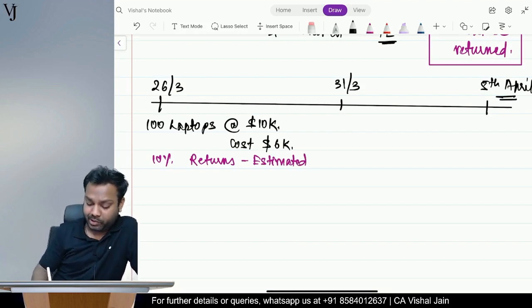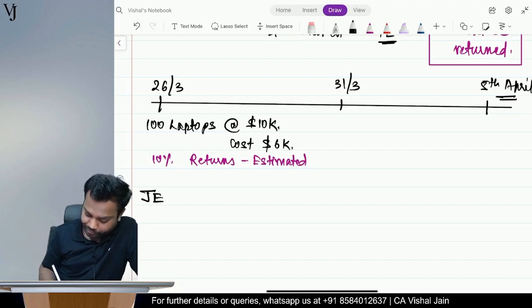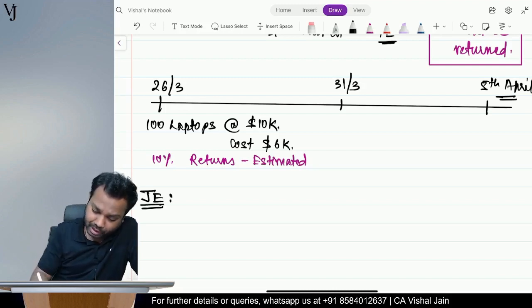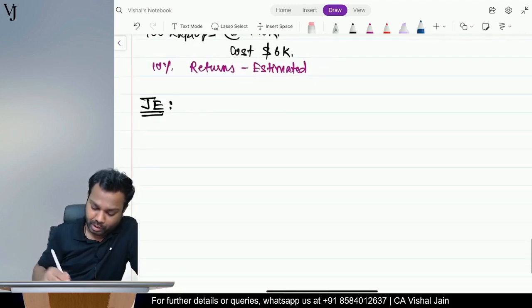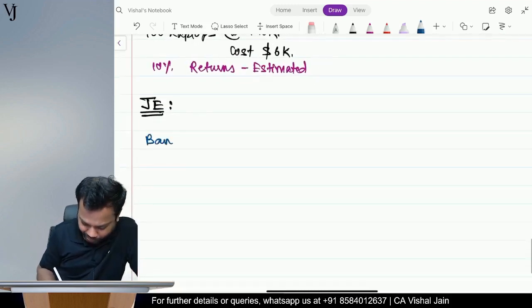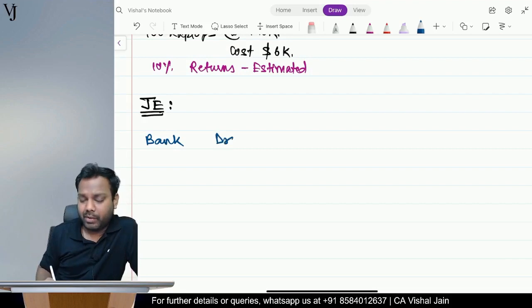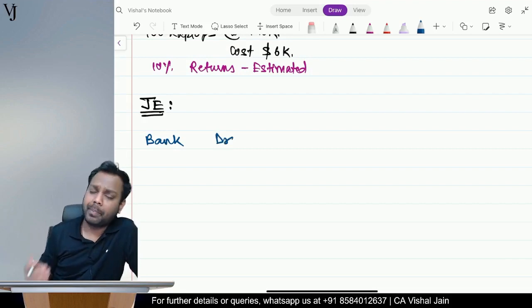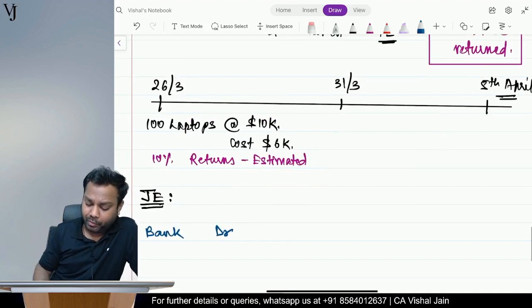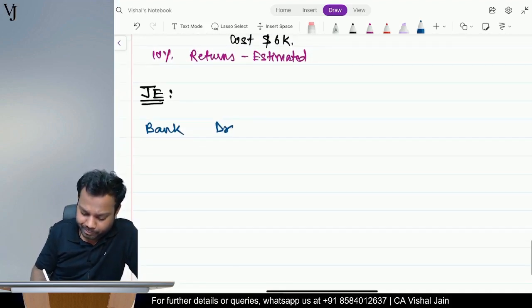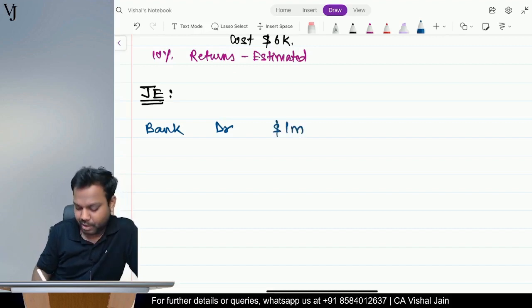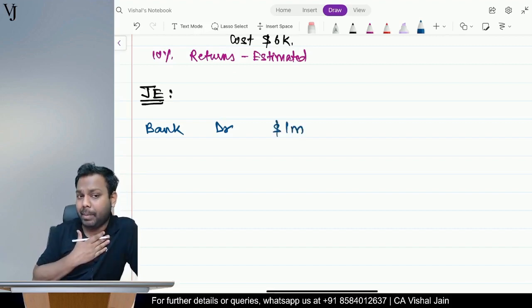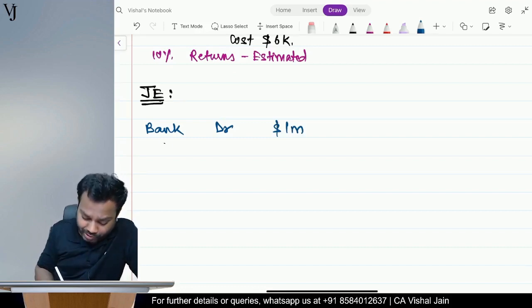Let's pass the journal entry. Let me take a blue color pen. In the bank, do you think generally whenever we purchase anything from Amazon, we are paying then and there, right? So 100 laptops for 10,000 each, how much does it become? 1 million, right? So in the bank, I have received $1 million, which ideally I should have recognized as my revenue.